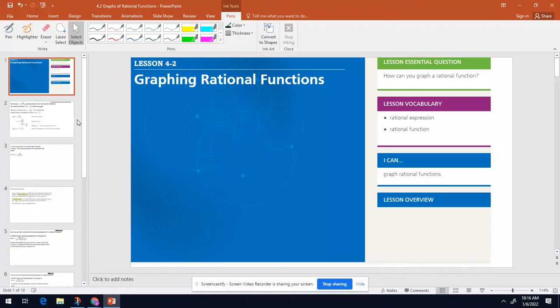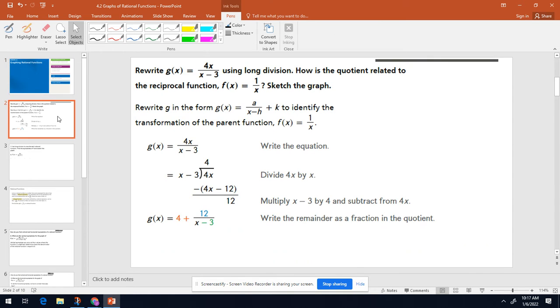Right, so we're moving along here to 4.2. We may spend a couple days on this depending on how you guys do, but we're going to be able to graph rational functions and look at a rational expression, a rational function, and I want you to be able to graph rational functions after this. So we're going to take a look at a few of the problems we talked about yesterday, but didn't really do any graphing with these types of problems.